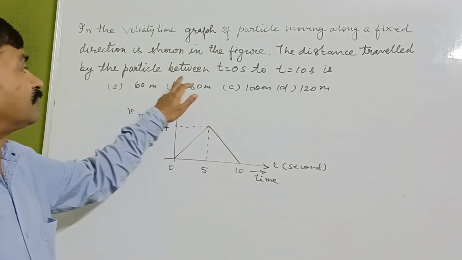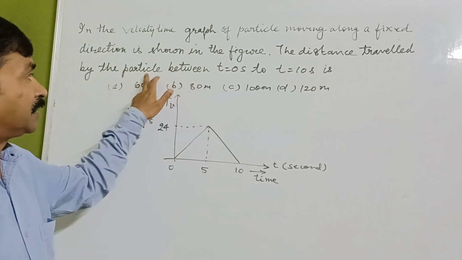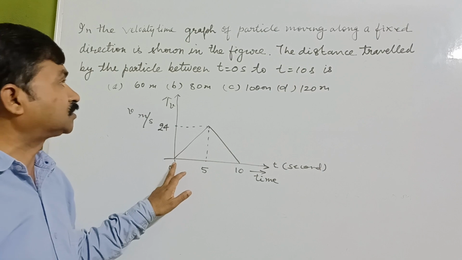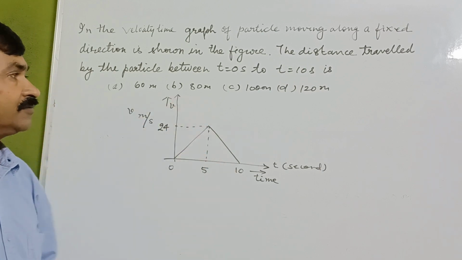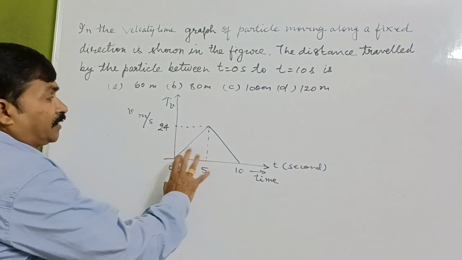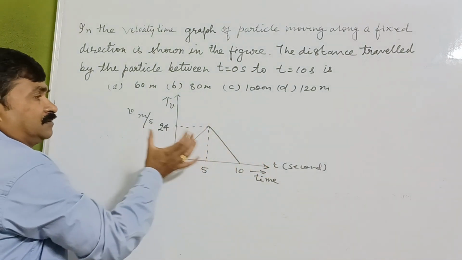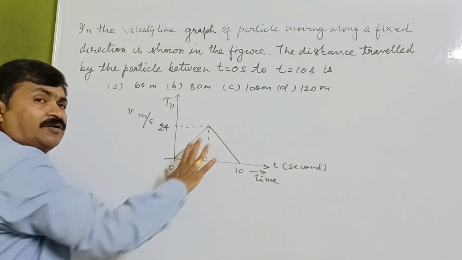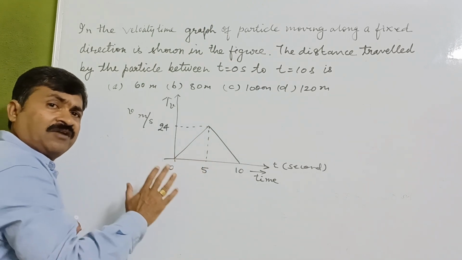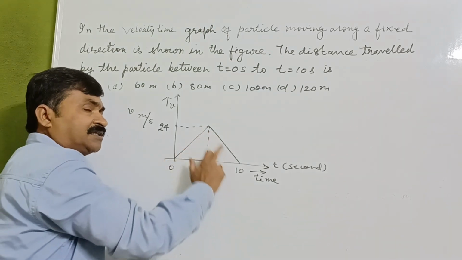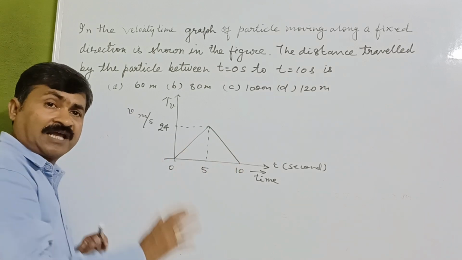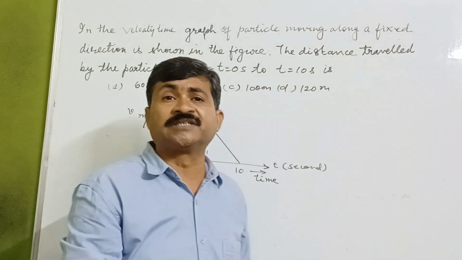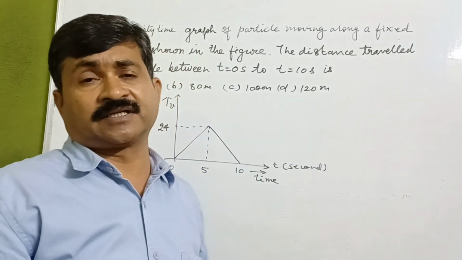The distance traveled by the particle between t equal to 0 seconds to t equal to 10 seconds is what we have to calculate. Now see here, if we go through the graph, it is a velocity time graph. In a velocity time graph, if we calculate the area under the graph, this will give the distance, and if we calculate the slope of the velocity time graph, this will give the acceleration.